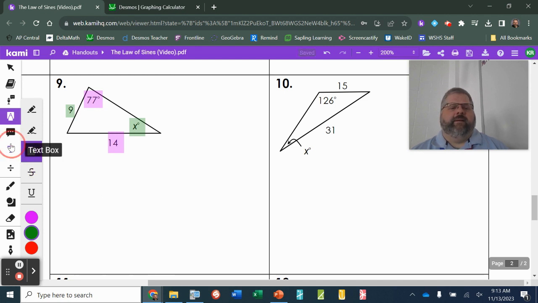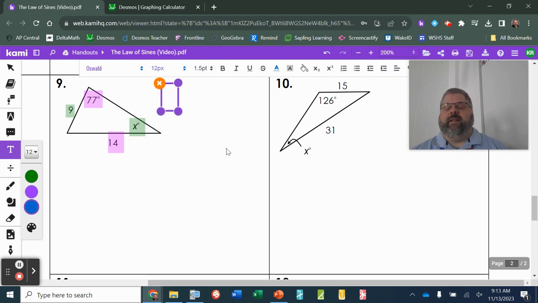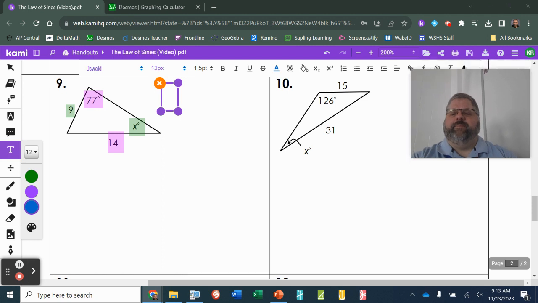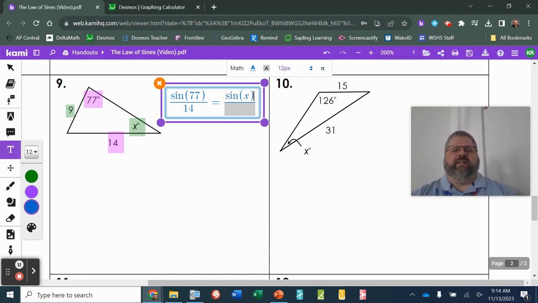Now, the way I'm going to set up this equation is almost identical to the way we set it up in the last videos. The only difference is one of my sines is going to have a variable in it instead of an angle. So we're going to select that function tool, and we're going to write sine of 77 degrees divided by 14, which is going to be equal to sine of x degrees divided by 9. And I know I'm going to get my angle in degrees because I've already set Desmos to degrees like I showed in the last video, but I'll go over it again when we get there.